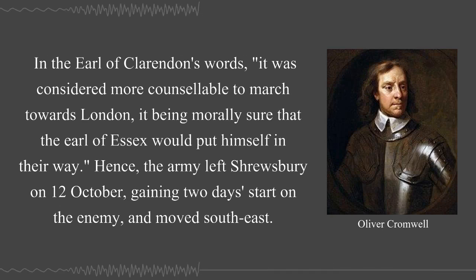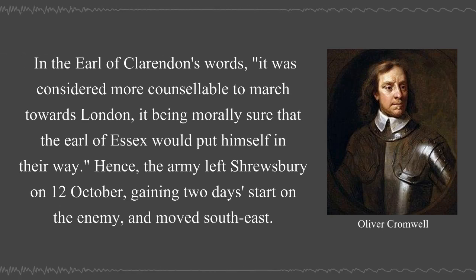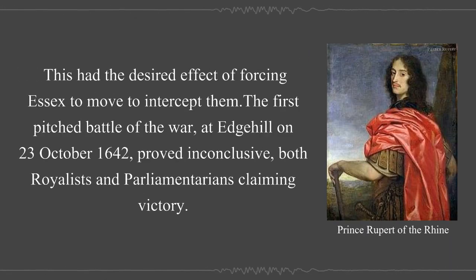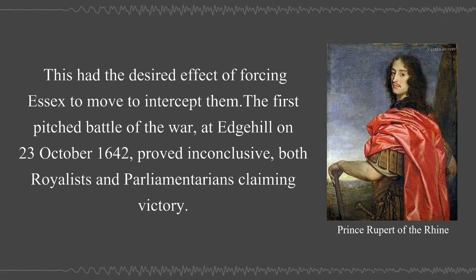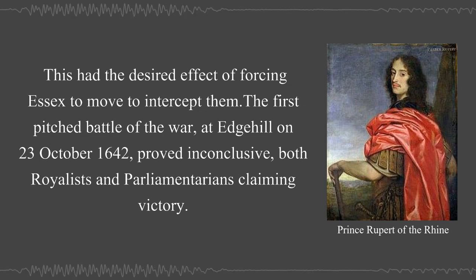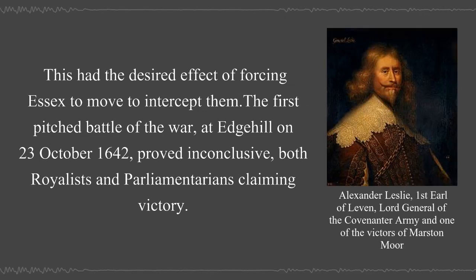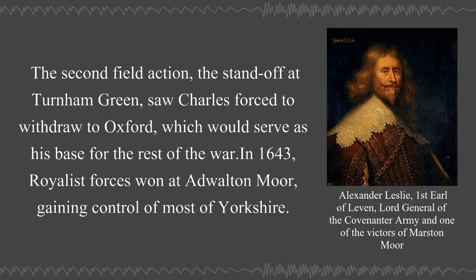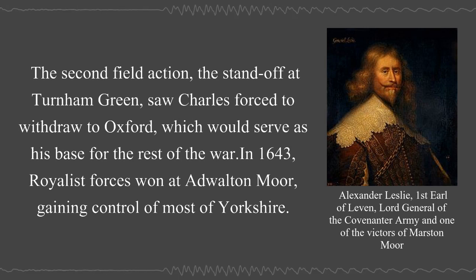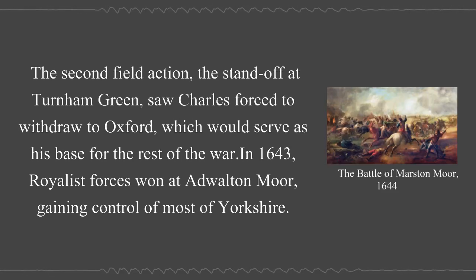Hence, the army left Shrewsbury on 12 October, gaining 2 days' start on the enemy, and moved south-east. This had the desired effect of forcing Essex to move to intercept them. The first pitched battle of the war at Edgehill on 23 October 1642 proved inconclusive, both Royalists and Parliamentarians claiming victory. The second field action, the standoff at Turnham Green, saw Charles forced to withdraw to Oxford, which would serve as his base for the rest of the war. In 1643, Royalist forces won at Adwalton Moor, gaining control of most of Yorkshire.